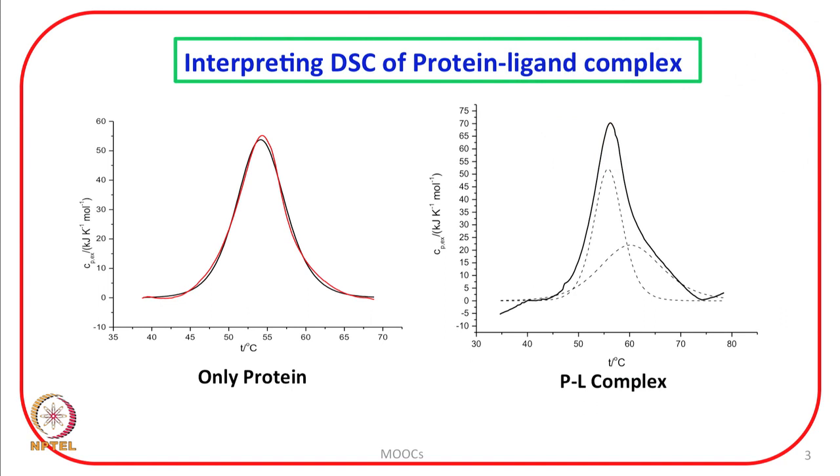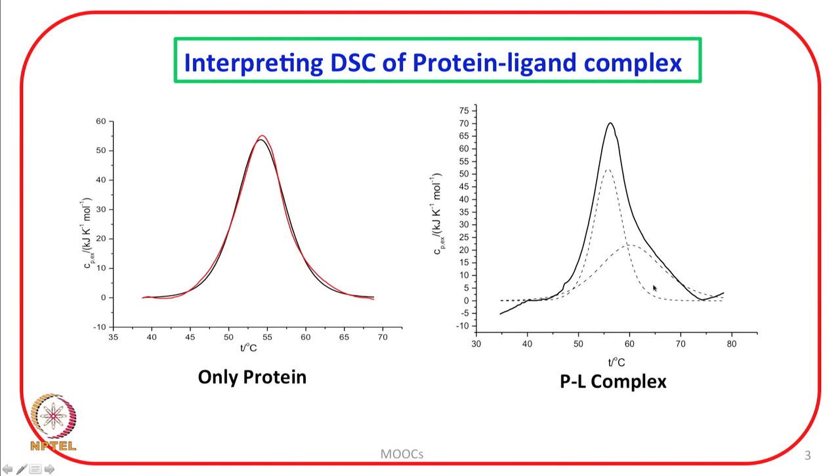It is possible that sometimes we may get this kind of DSC profile for a protein ligand complex. In the previous slide, I showed only one endotherm for a PL complex, but here I am taking another example where PL complex may show this kind of endotherm. The overall endotherm is the black solid line, and we can clearly see that it is not a symmetric endotherm, especially when we look at the right hand side. The curve deconvolution shows that there are two endotherms embedded under this overall endotherm. These two endotherms are shown by the dotted lines.